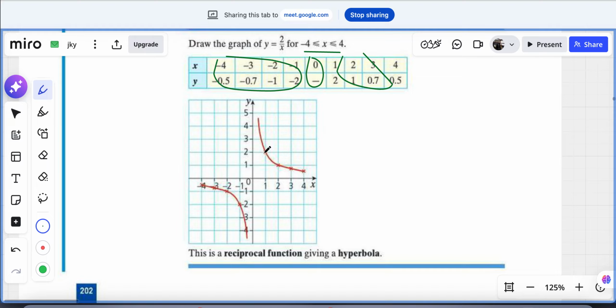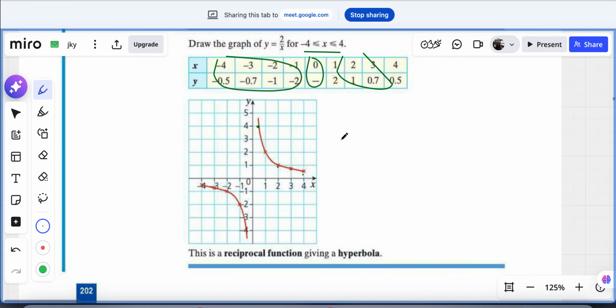The second half is this way. Trace 1 on the x-axis to 2 on the y-axis, and put a point there. You can do 0.5 on the x-axis, trace it to 4 on the y-axis, to be here. Trace 2 on the x-axis to 1 on the y-axis, here. Trace 3 to 0.7 is here, just a little bit below 1. Trace 4 to 0.5, somewhere here. And then you join these points as a curve.